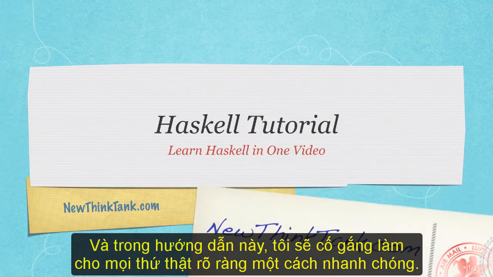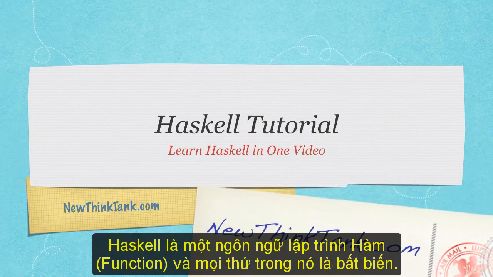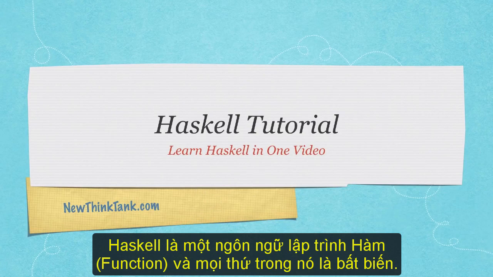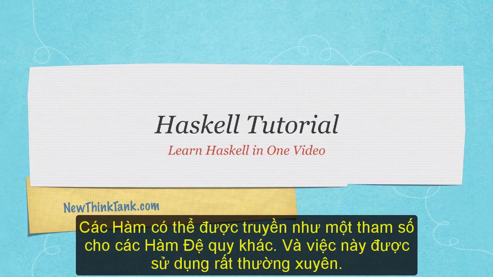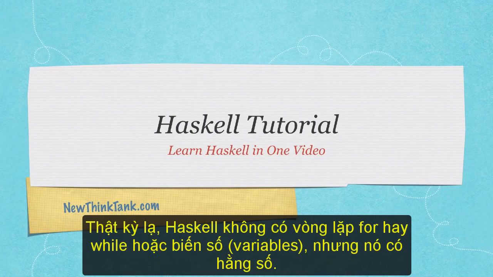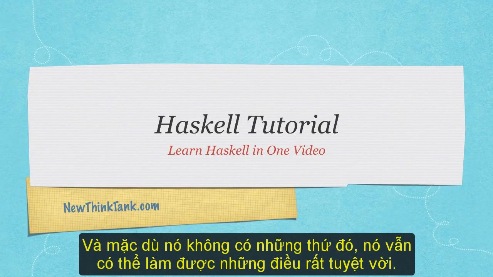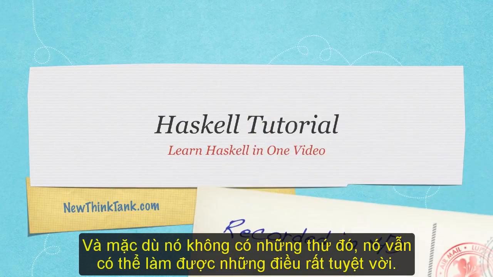Just so I can go over this quickly, Haskell is a functional programming language, and everything in it is immutable. So once a value is set, of course, it's going to be set forever. Functions can be passed as a parameter to other functions. Recursion is used very often. Oddly, Haskell has no for, while, or technically variables, but it does have constants, and even though it doesn't have those things, it still is able to do quite amazing things.